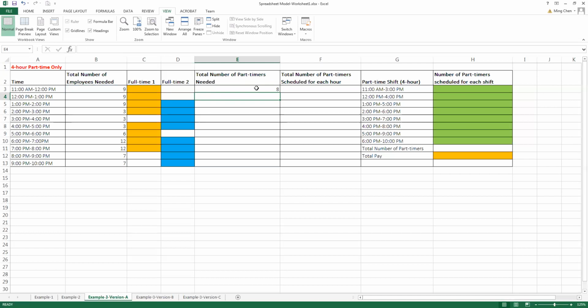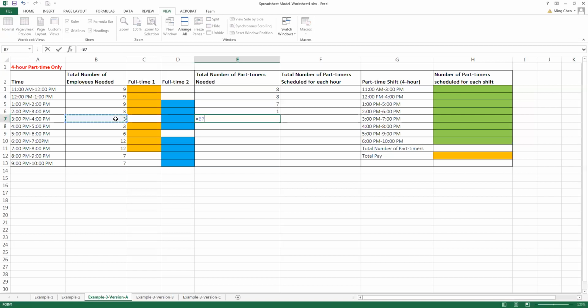So I need to calculate this for each hour and work out how many part-time employees I need for each hour. For the second hour, I need 9. I also have 1 available. That's employee 1, not 2, only 1. Look at the highlighted area. For the next hour, I need 9, but I have both full-time employees available here. Both people will cover this time period, so I'm subtracting 2. So B5 minus 2 shows how many part-timers I need. So next hour, I need 3. I have 2, so I only need 1.